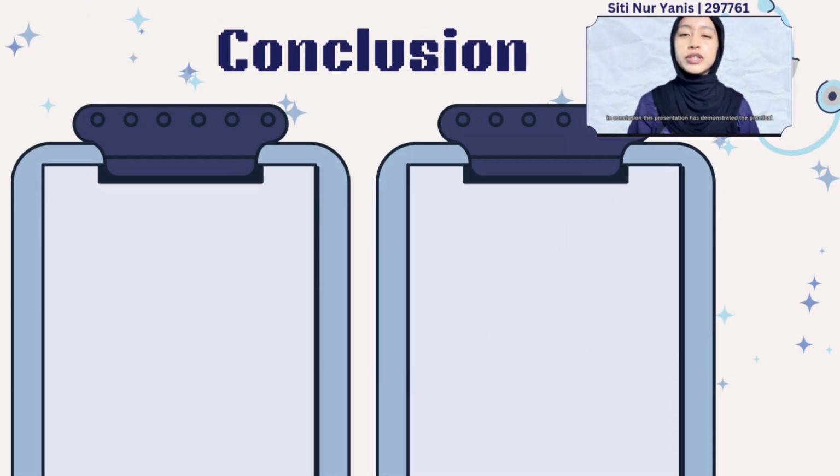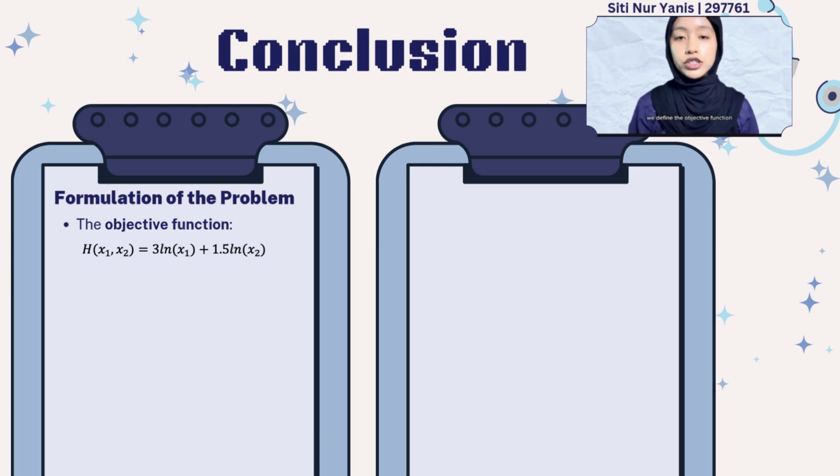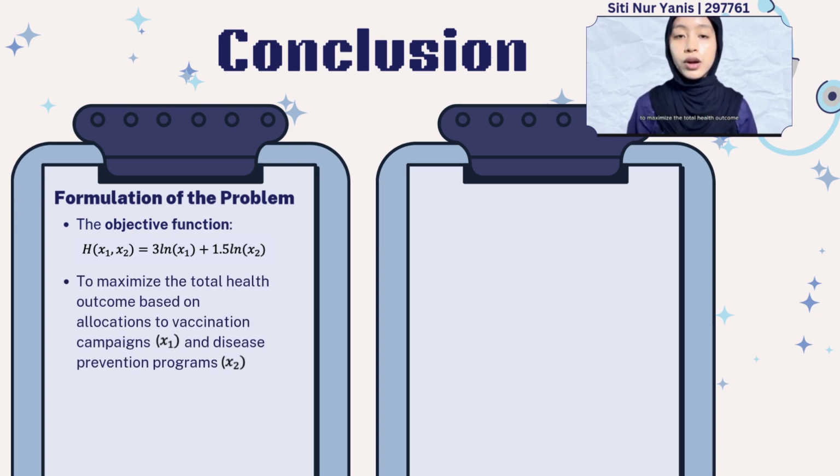In conclusion, this presentation has demonstrated the practical application of optimization techniques to address the critical challenge of healthcare resource allocation. So the summary of the process, number 1, formulation of the problem. We define the objective function h(x1, x2) equals 3 ln x1 plus 1.5 ln x2 to maximize the total health outcome based on allocations to vaccination campaigns, which is x1, and disease prevention program, which is x2. The budget constraint x1 plus x2 equals 1,000 ensured resource limitations were respected.